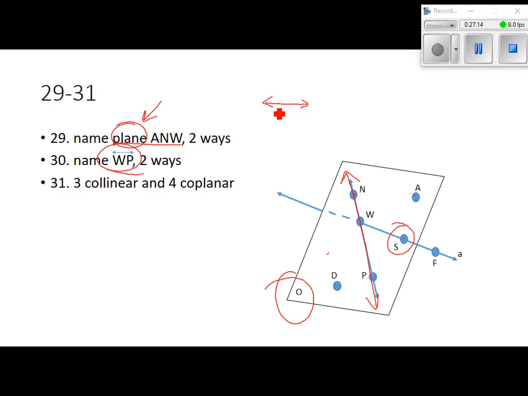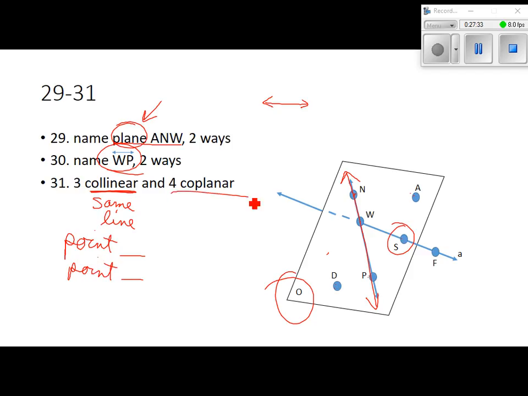Number 31 said 3 collinear points. That just means 3 points on the same line. So don't make that harder than it is. Just name point something. Make sure you write out the word point. Point something, point something, and so on, for 3 of them.